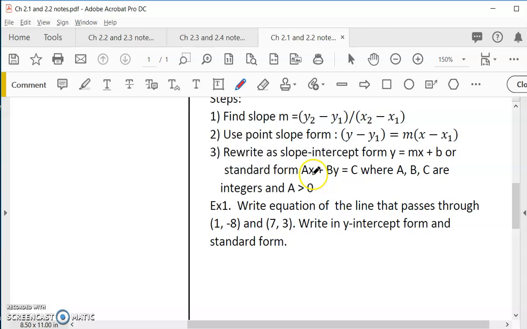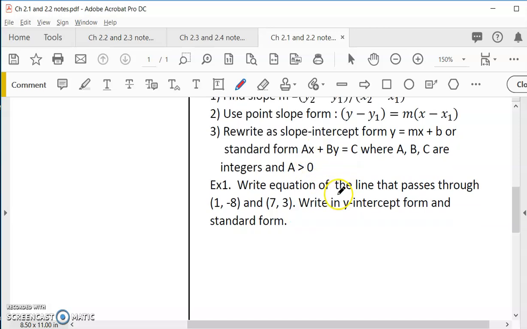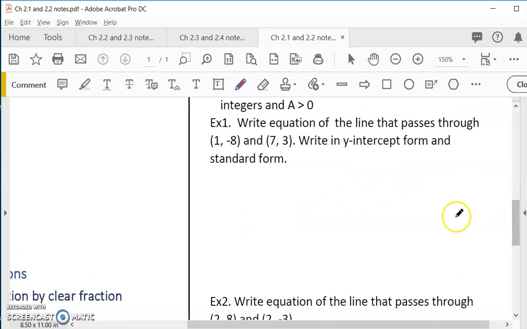The standard form is when all the coefficients are integers and a, which is the coefficient of x, is positive. So let's do an example. Suppose I have 2 points, (1, negative 8) and (7, 3). So we can actually sketch it out. What does it look like?